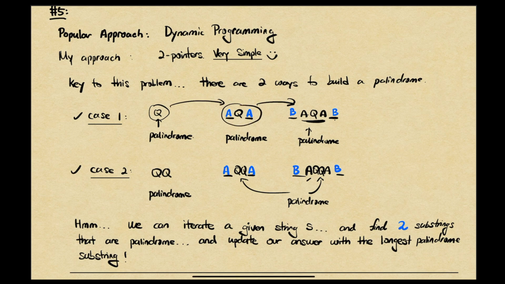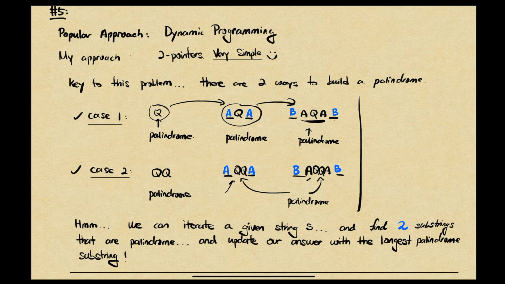For the second case, we start with two letters that are the same. So QQ, and you add the same letter to its left and to its right. So we have AQQA, that is a palindrome, and BAQQAB, and that is a palindrome. That is the insight for solving this problem.